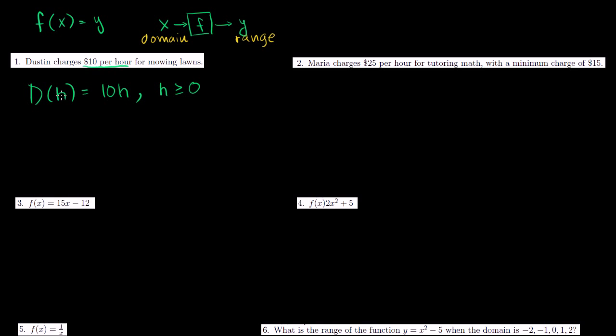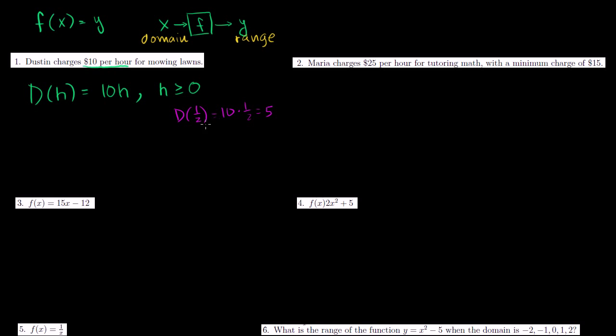If you say, hey, how much is he going to charge for working half an hour? You put 1/2 in here, which essentially substitutes this h with the 1/2. You do 10 times 1/2. Let me write that down on the side here. So Dustin's going to charge for 1/2 hour, he's going to charge 10. Wherever you see the h, replace it with 1/2, times 1/2, which is equal to $5. That's our function definition. I was just showing you an example of applying it.